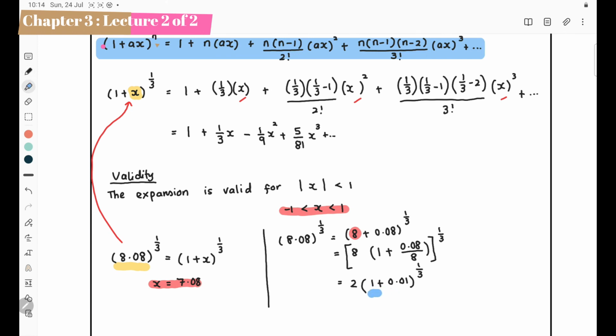Note that this one is similar to 1 plus x. So from here, we can conclude that x is 0.01, which is still within the validity range. So I suggest you to write this one as out of range, and for this one, within range.